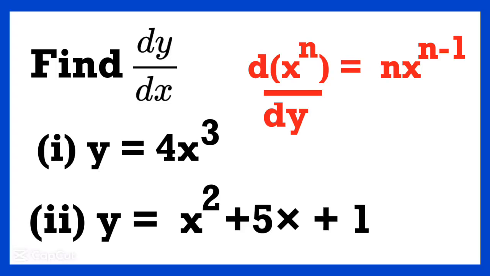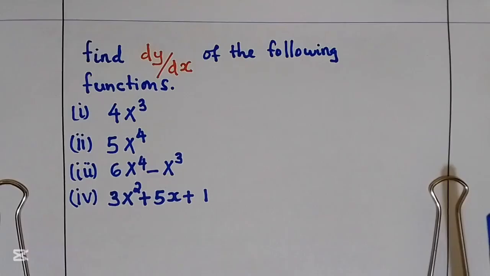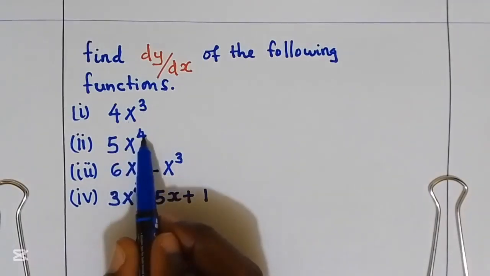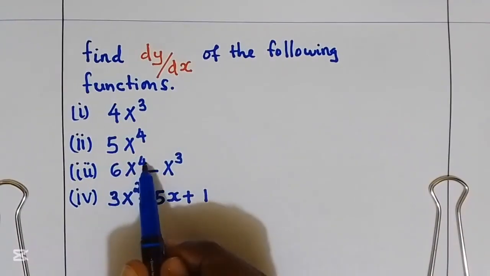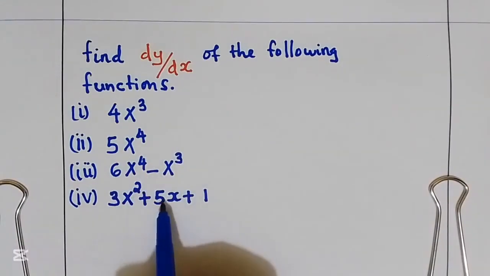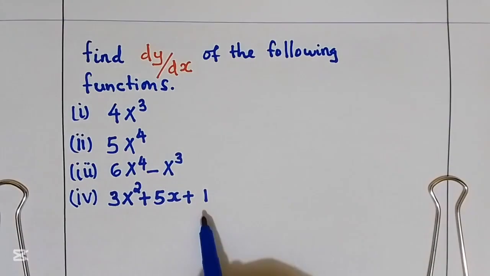Hello, welcome. Today we are going to find the derivative of the following function: 4x cubed, 5x to the power 4, 6x to the power 4 minus x cubed, 3x squared plus 5x plus 1. And we are going to use the power rule.